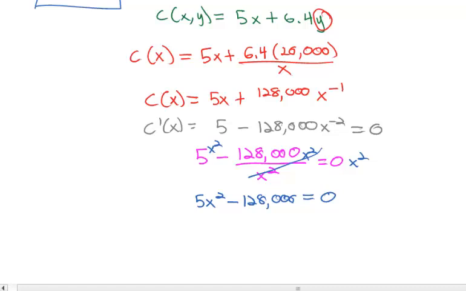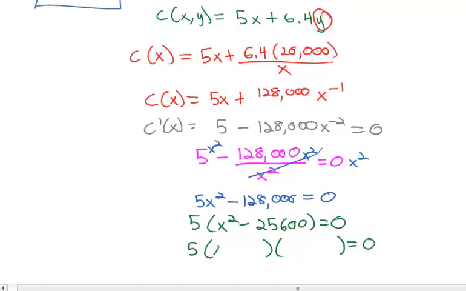We'll solve by factoring. Factoring out a 5 gives us x squared minus 25,600 equals 0. That's a difference of squares. That's x plus 160 times x minus 160. So x either equals negative 160 or 160.